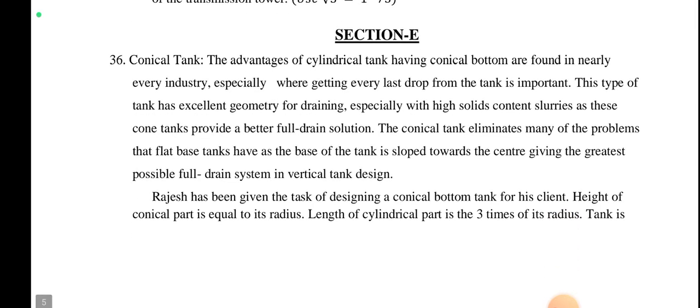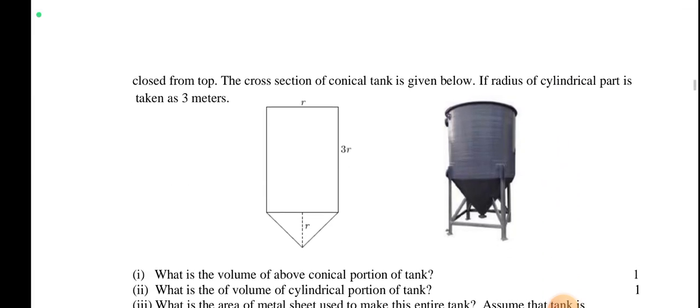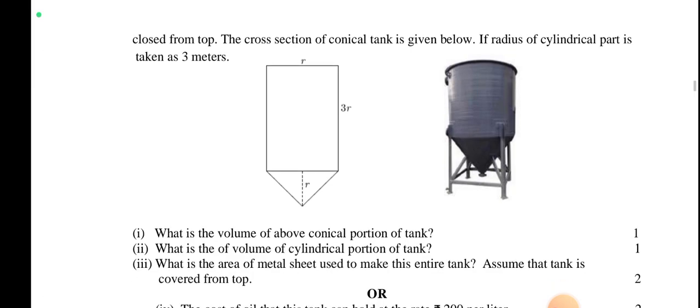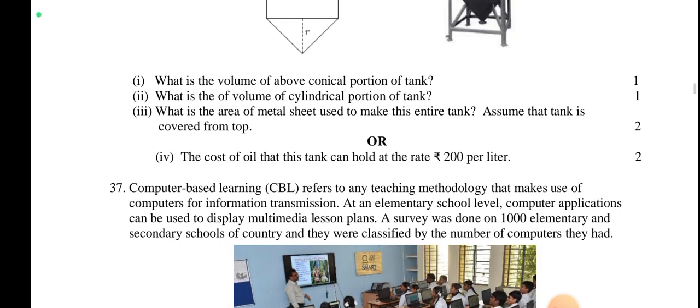Successful, coming to the case study. So a nice question. You can see this question, conical tank, cylindrical tank. Read that question and see what you have understood. The nice diagram, the cross section of the conical tank, is given. Radius is 3 meters. They are asking the volume of the cone, volume of the cylinder. In the third subdivision, they are asking the area of the metal sheet.